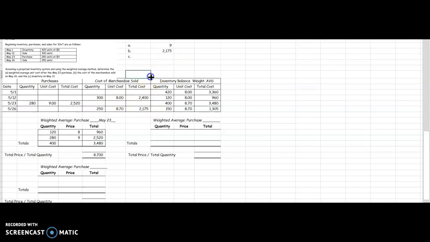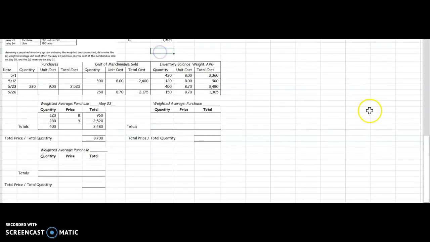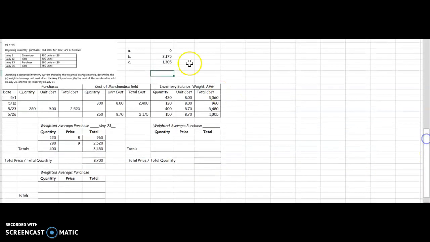And then for C, the ending inventory on May the 31st would be $1,305, and you can put the dollar sign in front of those numbers. I don't have it formatted right now, but that is pretty much how you calculate the weighted average method.